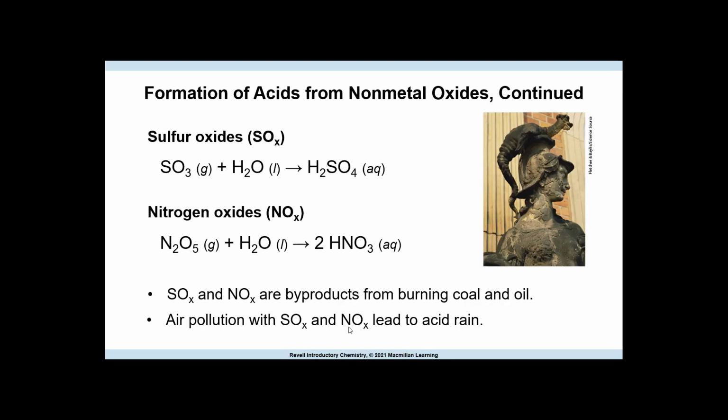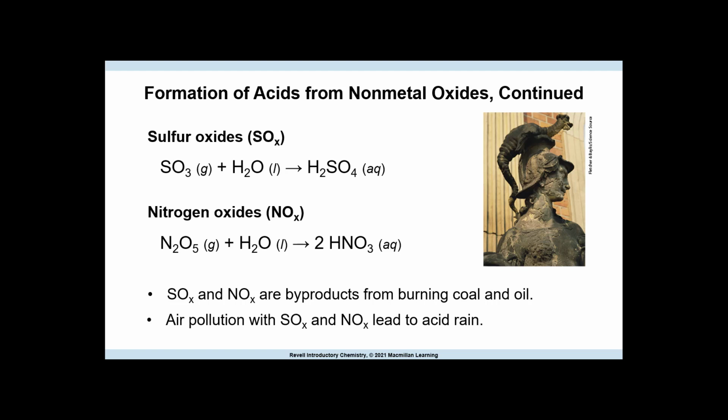Okay, sulfur oxides and nitrogen oxides also react with water to form acidic compounds. For example, sulfur trioxide reacts to form sulfuric acid, while dinitrogen pentaoxide reacts to form nitric acid. Did I read that right? Feels like something's wrong. There we go. These reactions are important because sulfur and nitrogen are common in fossil fuels such as coal and oil.